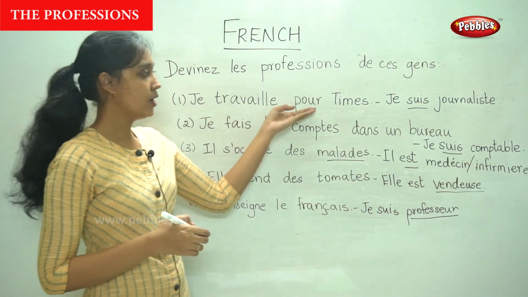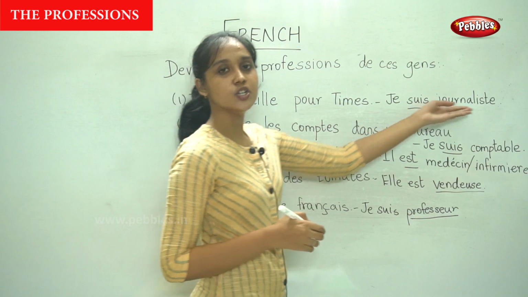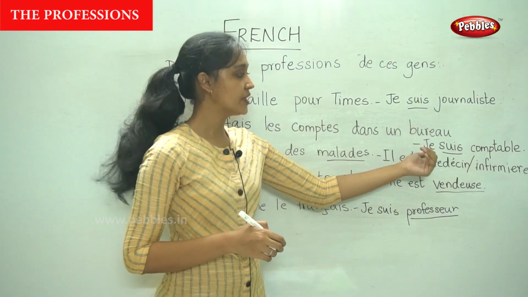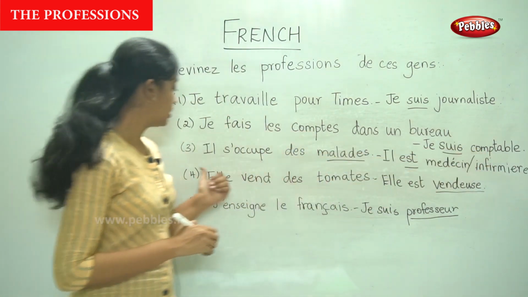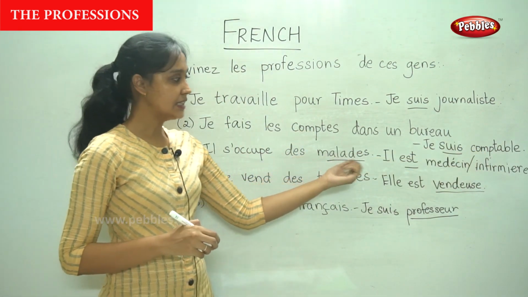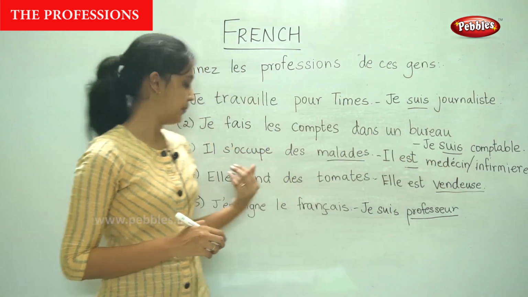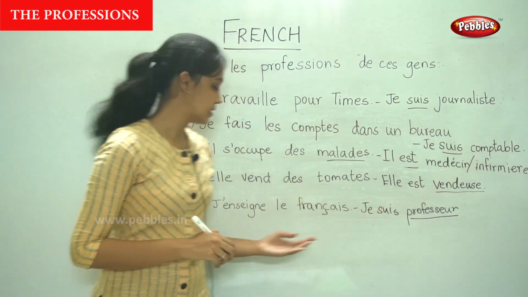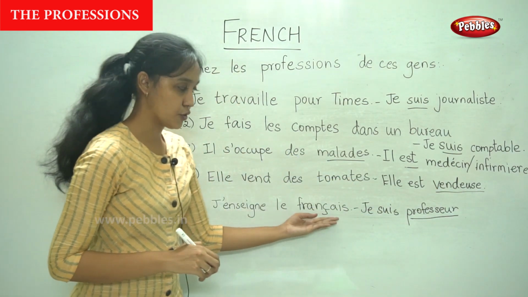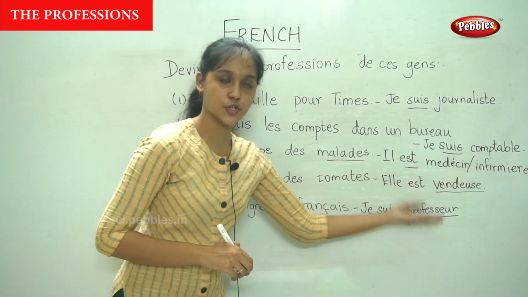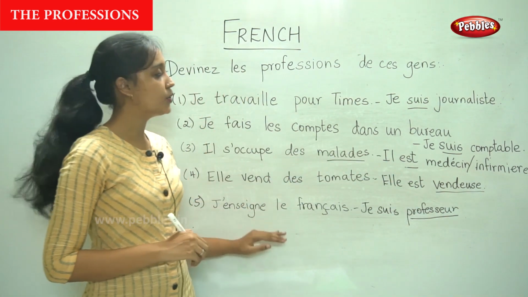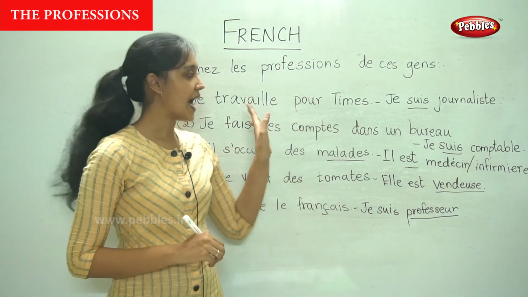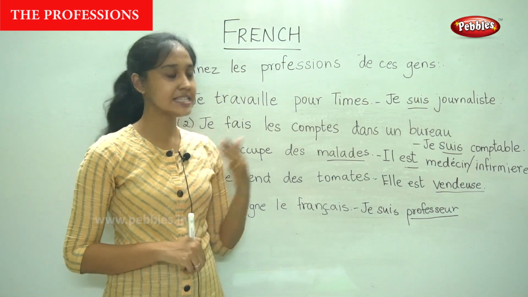Je travaille pour Times. Je suis journaliste. Je fais les comptes dans un bureau. Je suis comptable. Il s'occupe des malades. Il est médecin. Elle vend des tomates. Elle est vendeuse. J'enseigne le français. Je suis professeur. So what we did here was we were given a description of a job and we defined the person's profession.